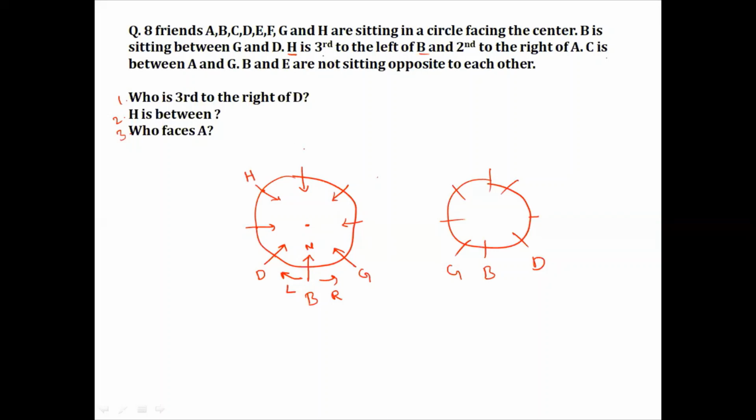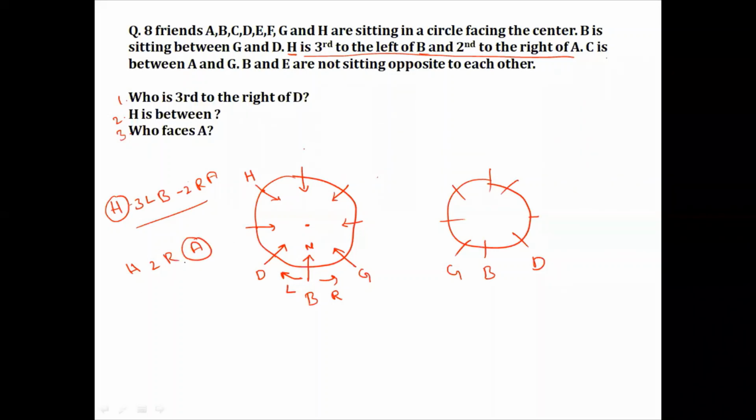Okay, again there are two things here. H is third to the left of B and second to the right of A. Who is second to the right of A? Second to the right of A will be again H. So this complete statement is talking about only H. Now we are placing H, which is third to the left of B, and we need to place H second to the right of A. Now, A is the subject here, because with A we are talking. H is second to the right of A, but we don't know the position of A.